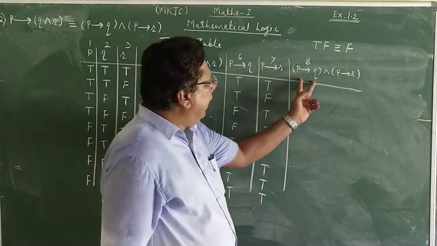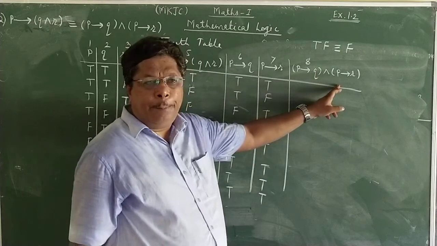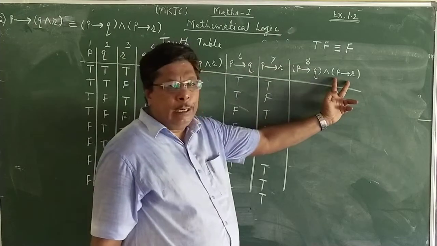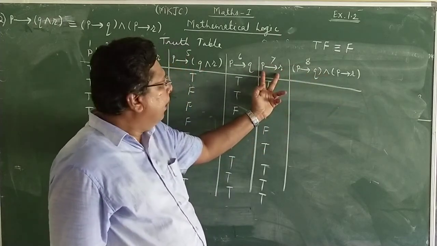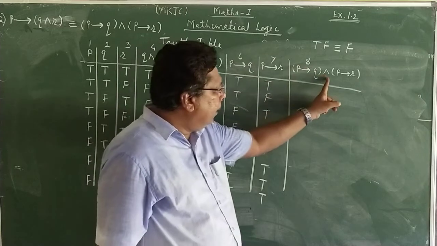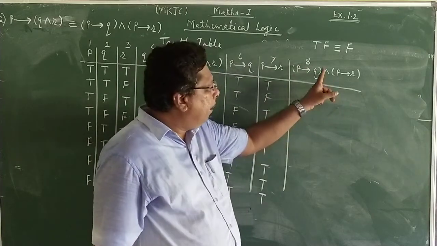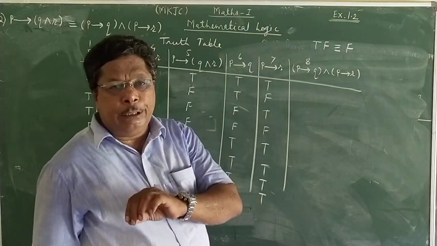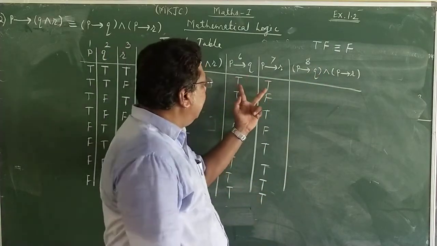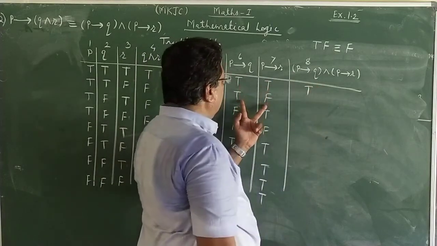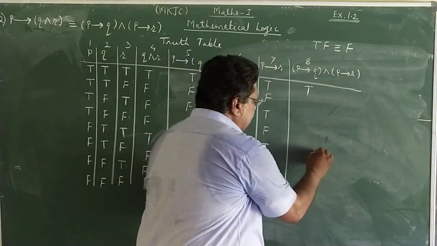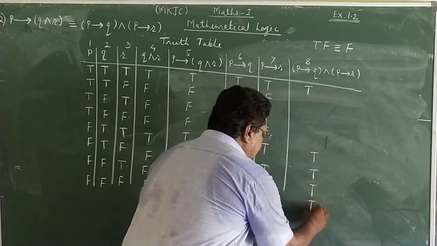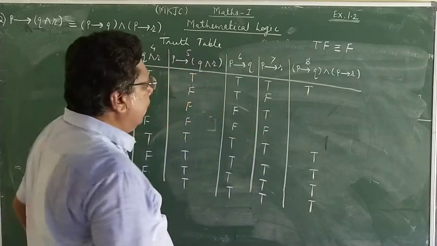Now see column number 8, P conditional Q and P conditional R. P conditional Q is present in column number 6, P conditional R is present in column number 7. In column number 6 and 7, connective is AND. What is the requirement for the connective AND? If both the statements are true, then their conjunction is true. T, T, T. Both are true. This is also true. This is also true. This is also true. This is also true. And true. Now observe, the remaining are false.